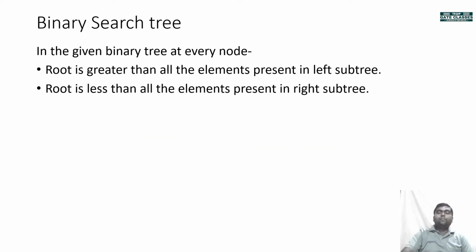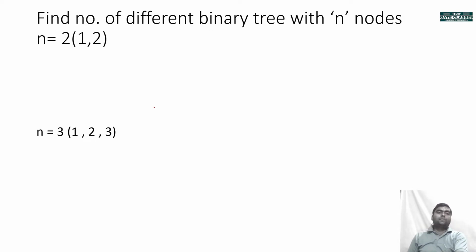Next concept is binary search tree. So what is a binary search tree? This I already covered in the data structure part, but we are solving some questions, that's why I'm covering it again, and it is also required here. Binary search tree, in short, we can call it BST. In a given binary tree, at every node, the root is greater than all the elements present in the left subtree, and the root is less than all the elements present in the right subtree. Then that particular binary tree is called a binary search tree.